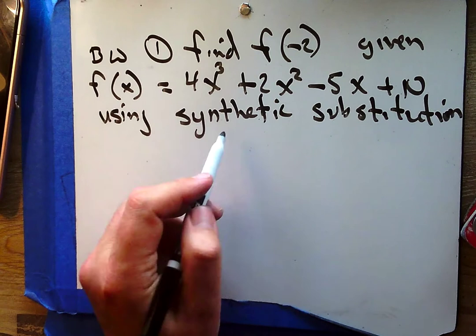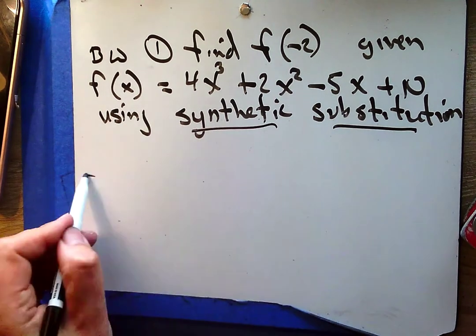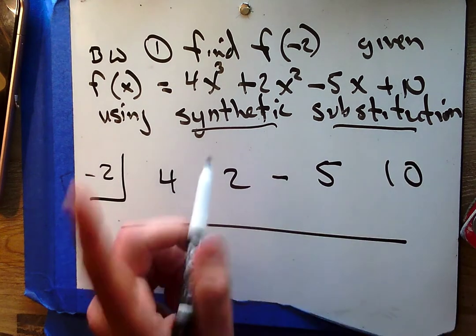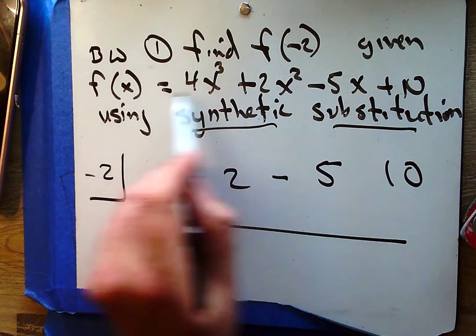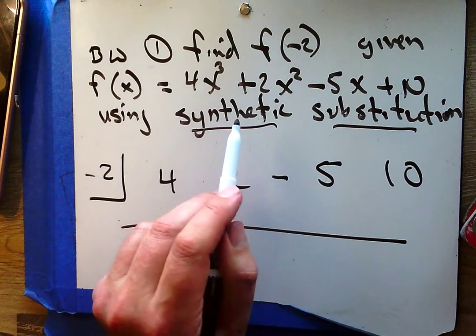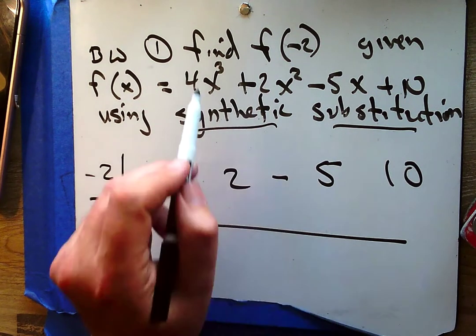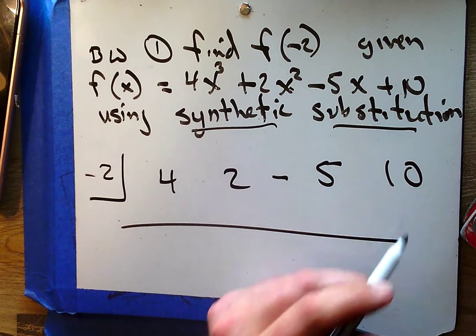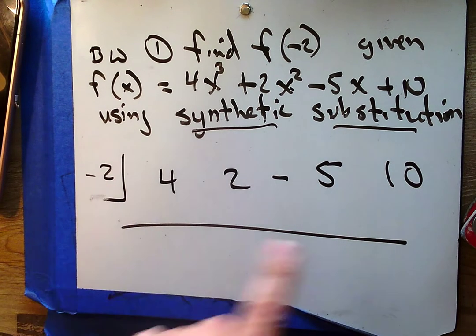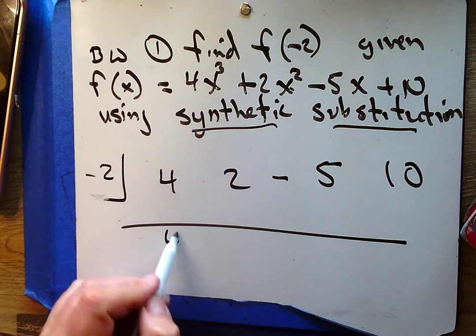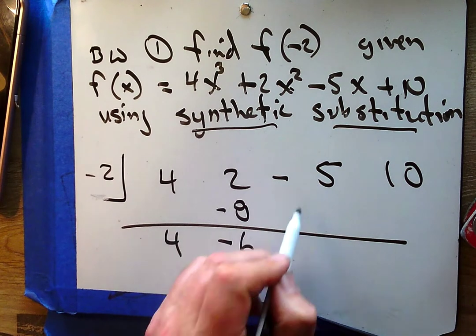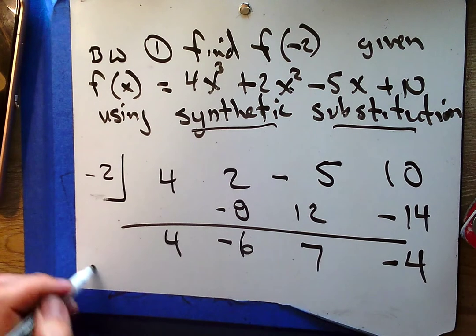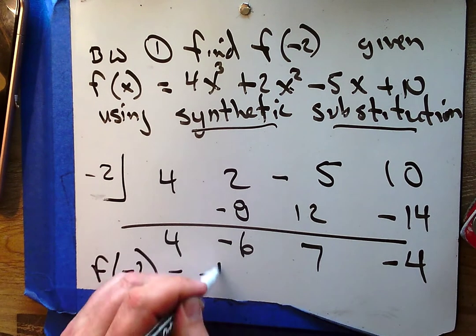Okay? So, synthetic substitution, that's where we take this -2 and do 4, 2, -5, 10. This is not a factoring problem. I'm not asking you to factor this. Do not use factoring by grouping here. I want to know what f of -2 is. Don't put a -2 into each of the x's. That's not synthetic substitution. I want synthetic substitution, which means we use synthetic division with that given x value. -8, -6, +12, +7, -14, -4. So I know f of -2 equals -4.